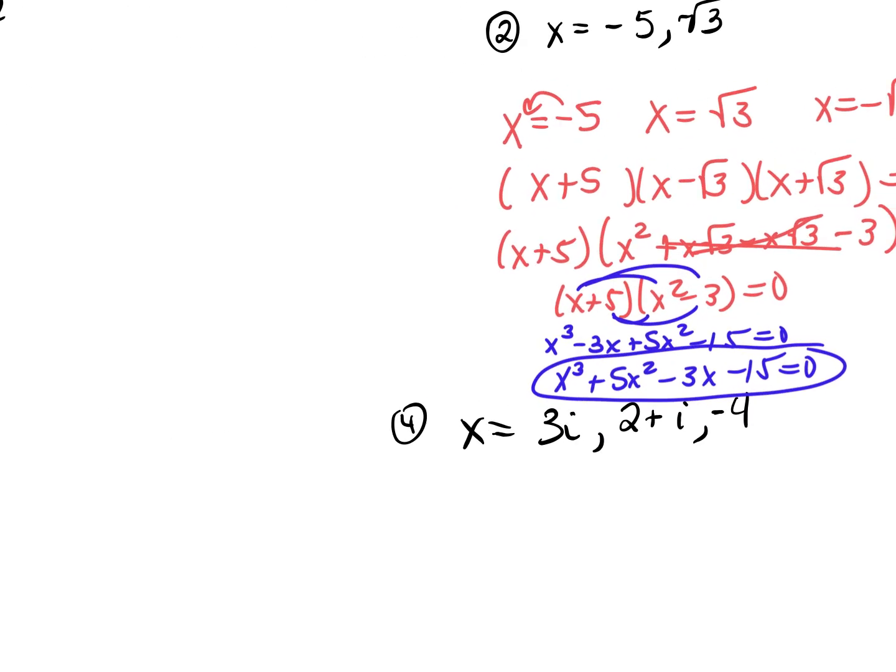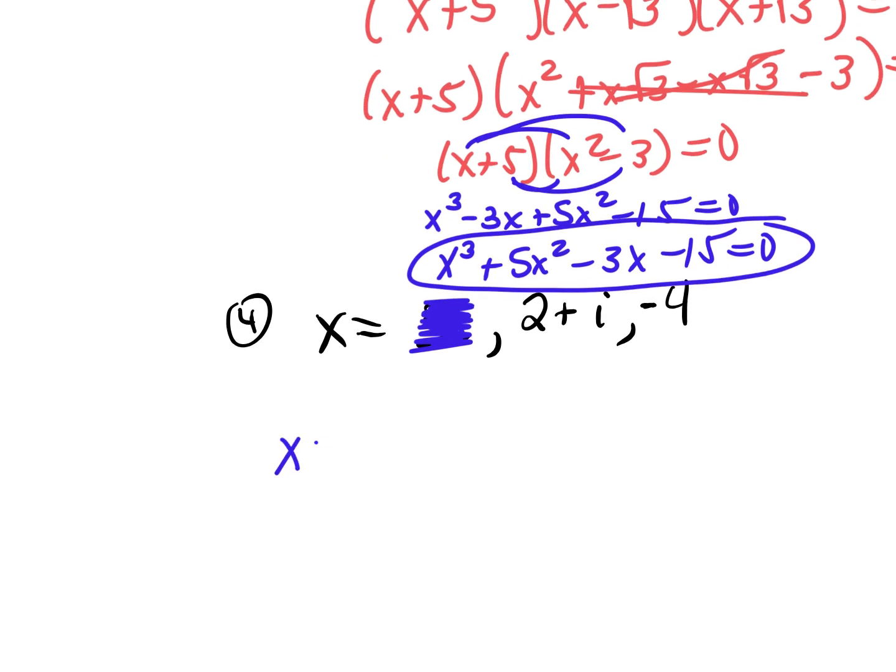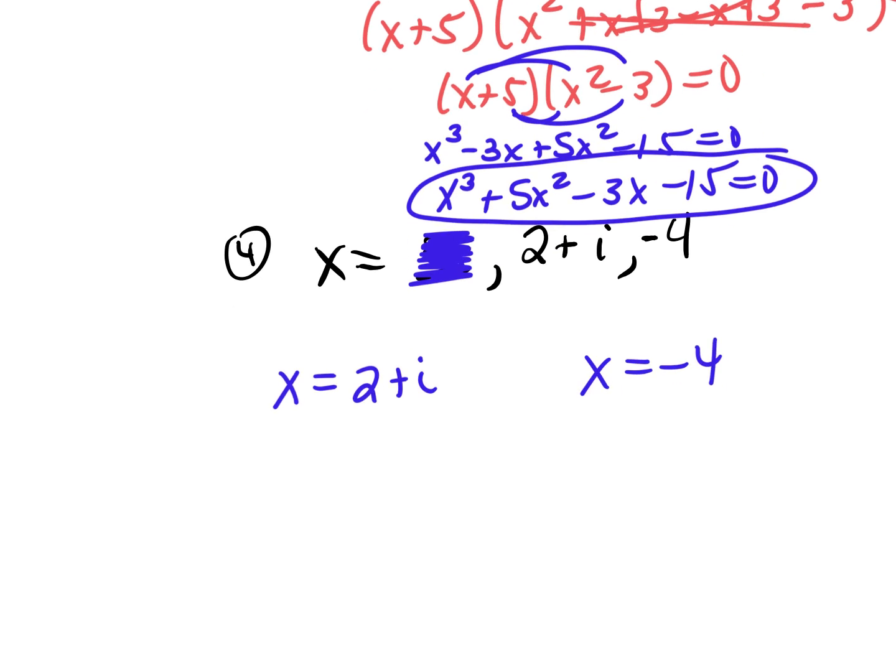All right, let's do this one, but this gets too long. Cross this off because I want to show you a little bit of a shortcut. Some of us like shortcuts, right? Cross off the 3i because it just makes two more things we have to multiply together.